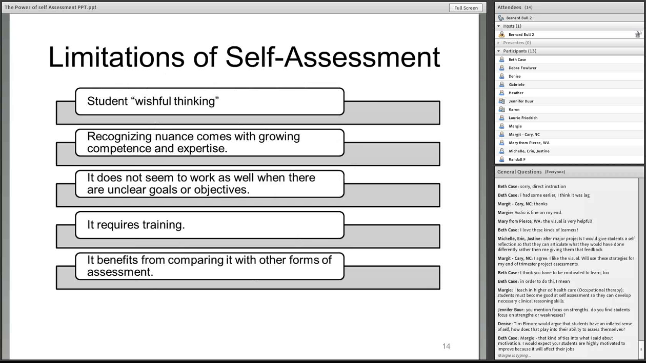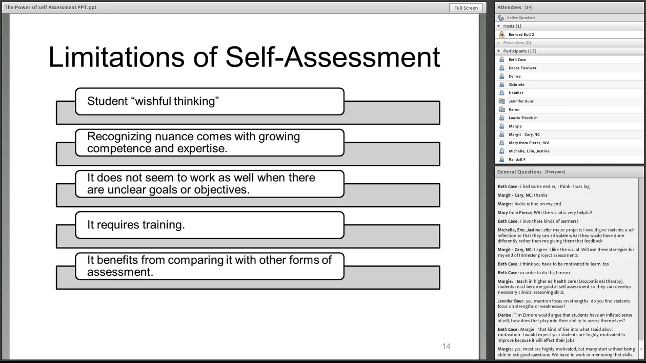First of all, there are limitations to self-assessment. One is student wishful thinking. Sometimes students assess themselves as being better at something than they are. That's really common as we look at studies on self-assessment in the classroom and other environments. There are certainly some studies that have exceptions to that in certain personality types and certain contexts. But in many cases, there's kind of this wishful thinking syndrome where people assess themselves how they want to be rather than how they actually are. And that can be problematic and a limitation that we have to address.